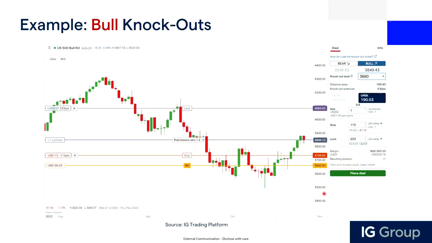And you can put a normal stop loss in between your entry and your knockout level. Okay, so in between your entry and knockout level, you can indicate a normal stop loss as well. And if prices trend lower and it touches your normal stop loss, your trade will be closed, but the knockout premium will be refunded.